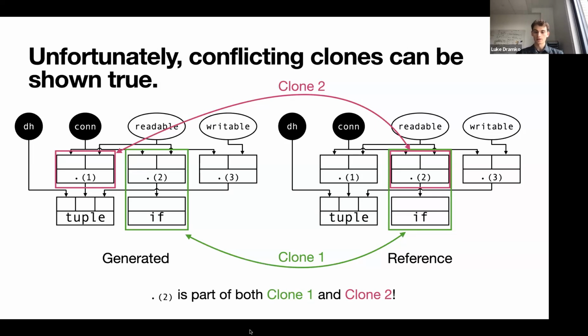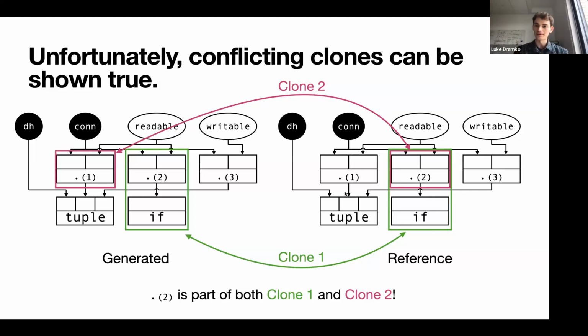There's still more to go, because both clone 1 and clone 2 were shown on that previously, but clone 1 and clone 2 conflict. So you can see that here they both, in this case, the second attribute access operator in the reference. Clone 1 and clone 2 conflict on this second attribute access operator in the reference.